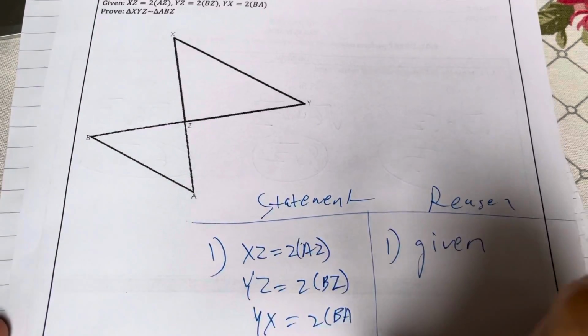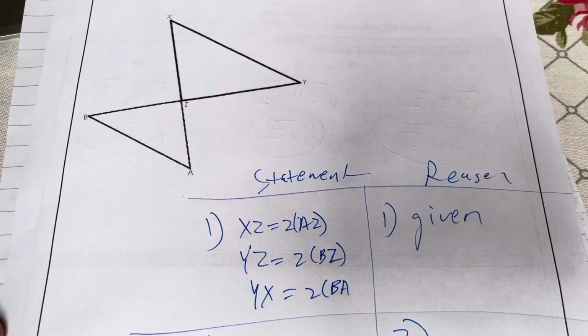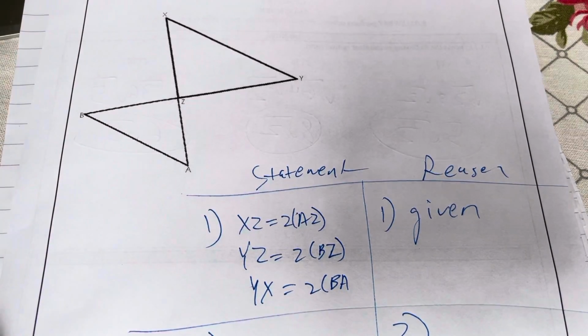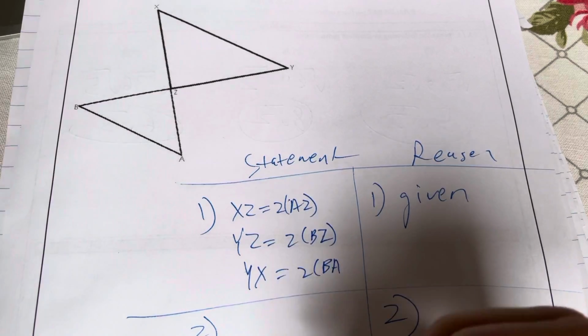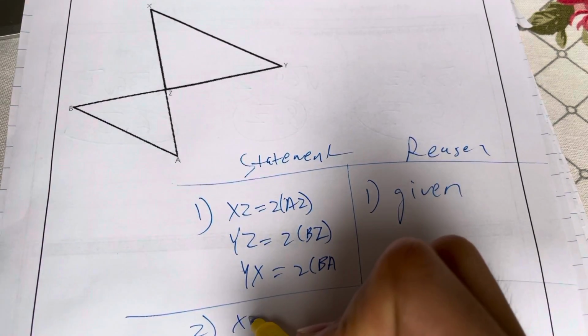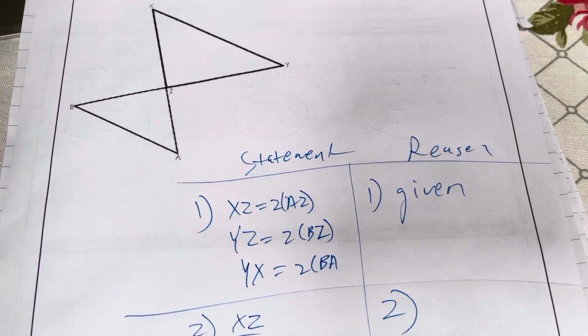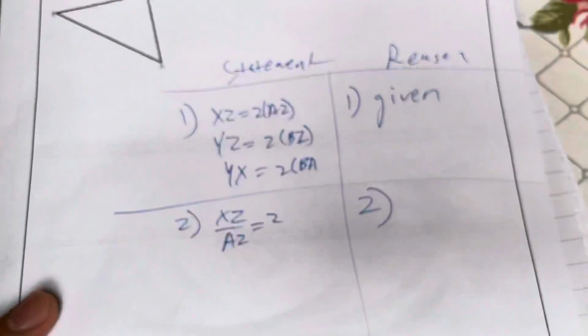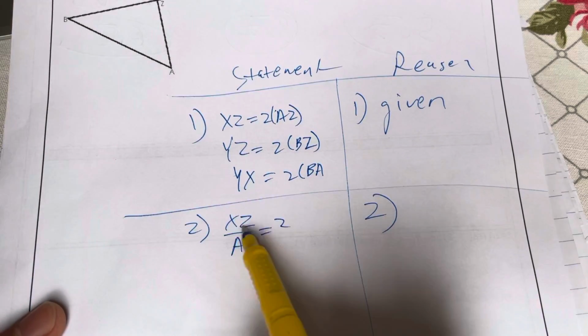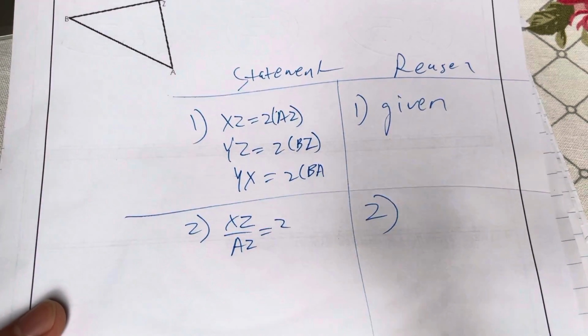Now 2, why in the world are they telling all of this, right? You guys just have to understand that if you take XZ and you divide it by AZ, guess what number you're gonna get out? You're gonna get the number 2, right? Because if you cross multiply, because if this is twice the size of this thing, 2 divided by 1 is going to give you 2, right?